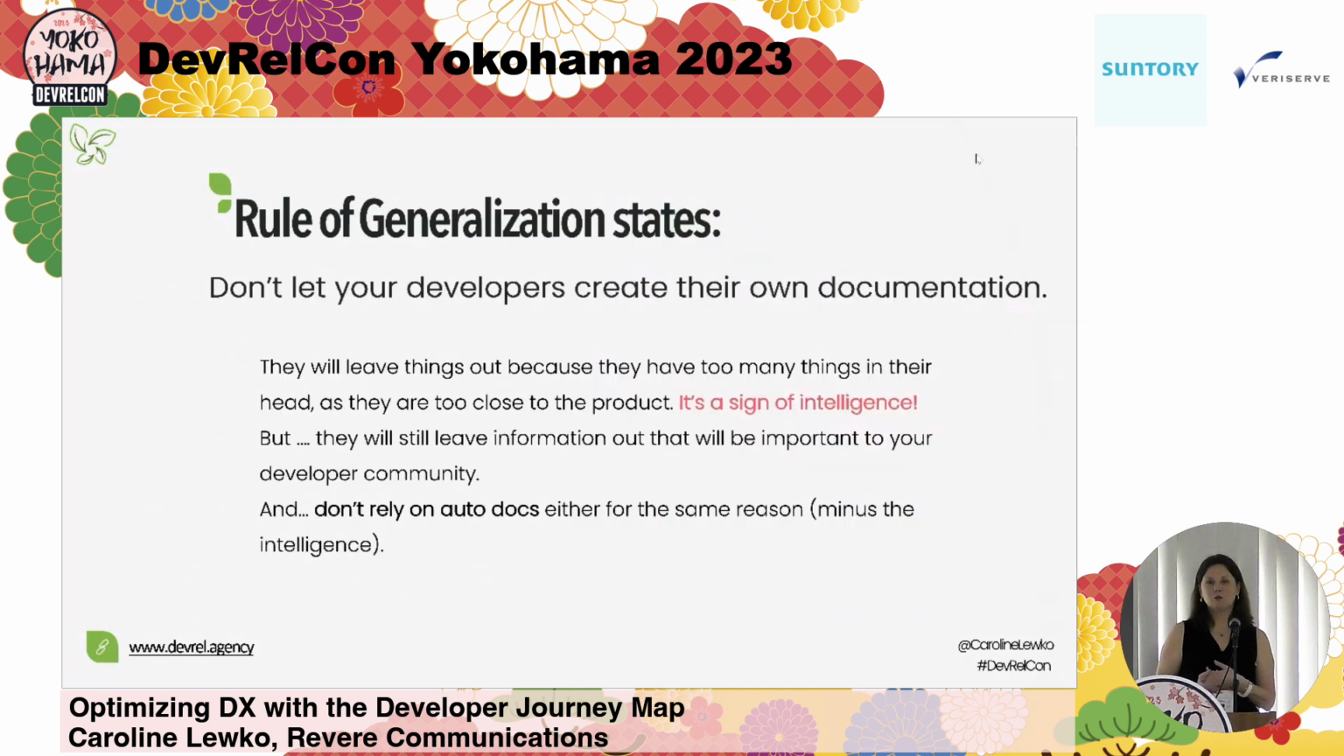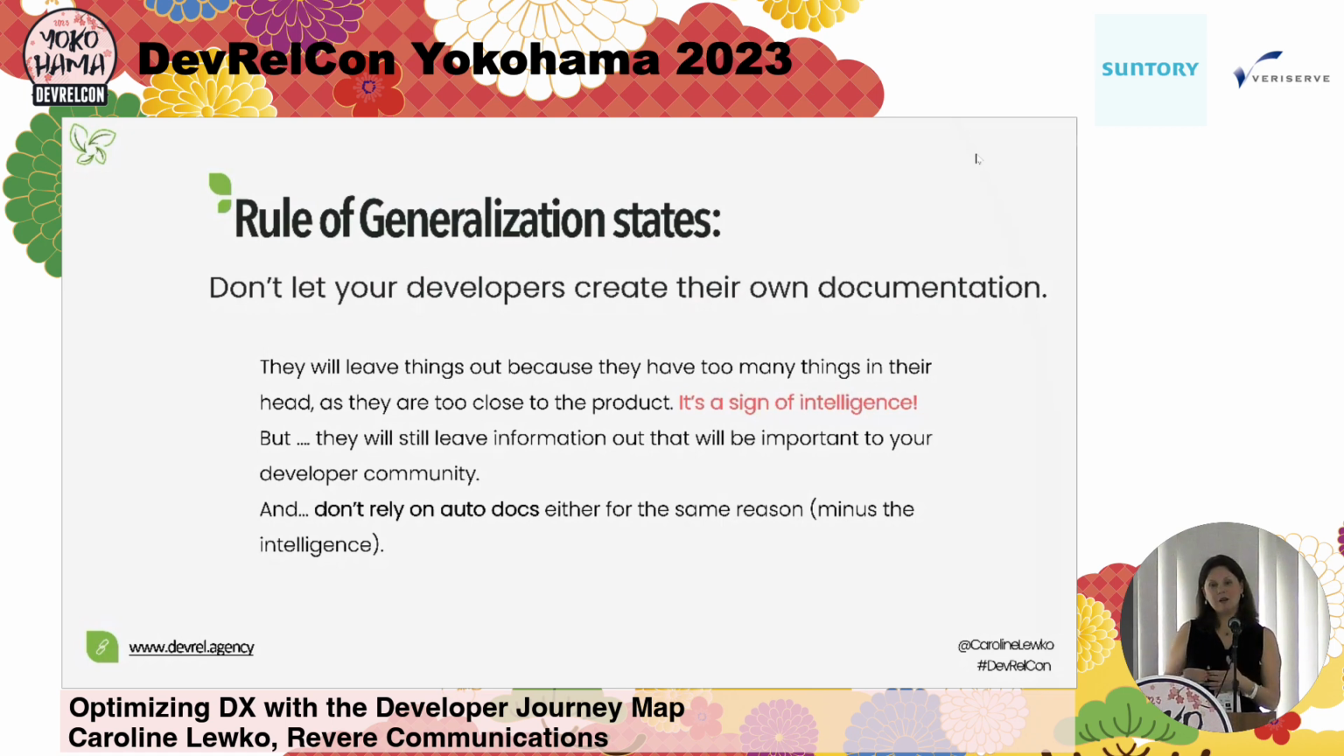Anybody heard about the rule of generalization? Anybody ever leave their keys somewhere and then just never find them ever again? Yeah, same sort of thing. So extrapolating from that rule of generalization, I came up with: don't let your developers create their own docs. And the reason why is they're just too close to it. The reason why you can't find your keys when you put them in one spot and you've walked by them 10, 20 times is because you just don't see it anymore.